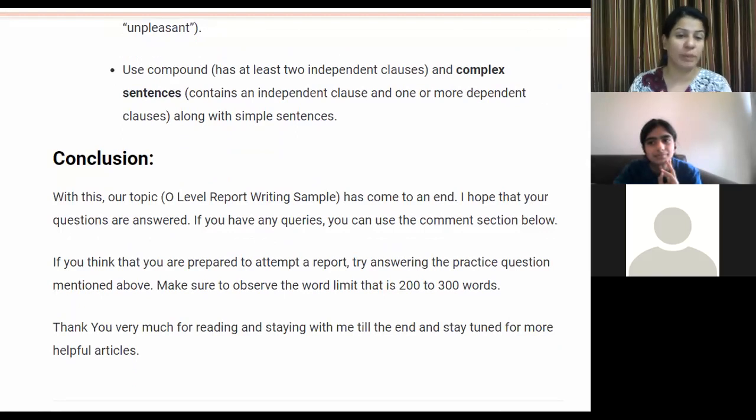Conclusion. With this, our topic, O-level report writing sample, has come to an end. I hope that your questions are answered. If you have any queries, you can use the comment section in the WhatsApp group. If you think that you are prepared to attempt a report, try answering the practice question mentioned above. Make sure to observe the word limit, a minimum of 200, a maximum of 300 words.